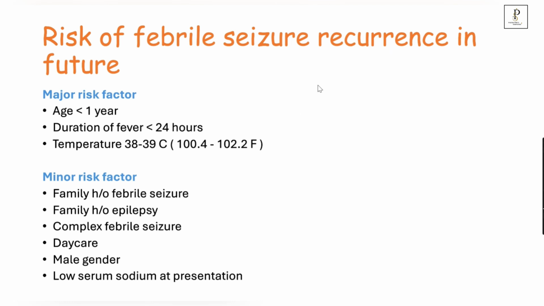So how to calculate that? If one risk factor, recurrence is 25 to 50%. If two risk factors, recurrence rate is 50 to 59%. If 3 risk factors, then recurrence rate is 73 to 100%. Almost 100% recurrence if 3 risk factors are present.